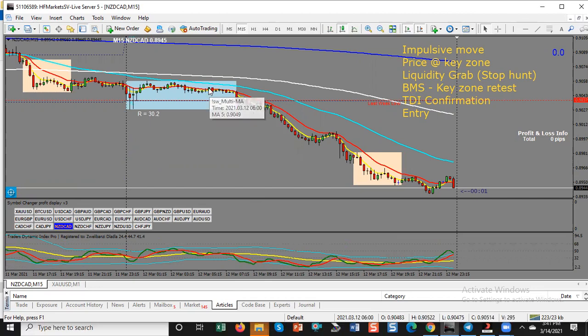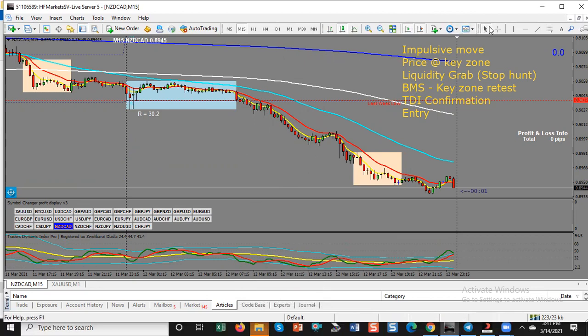Look at this. Price came out and dropped here, and at this point, price hits the key zone. The moving averages are lined up. You see that? Moving averages lined up, smaller on top of the bigger, till you get to the 800. So we wait for TDR confirmation.